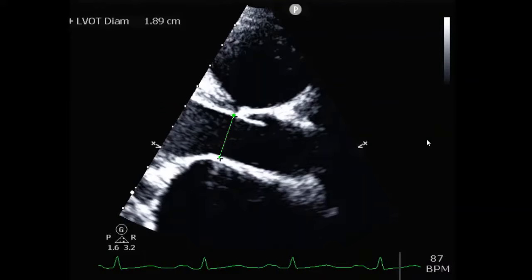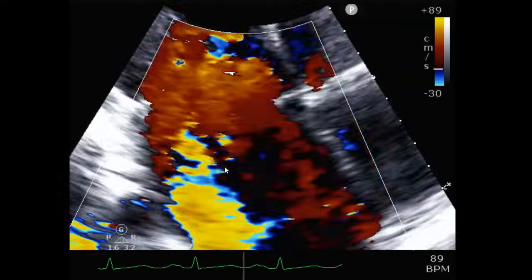Annular size. The third piece of information that we want to get is the size of the LVOT, which here the tech has measured nicely for us, measuring 1.9 centimeters. So that and the VTI of the LVOT PW will now give us the stroke volume, which we can use later to calculate our regurgitant volume.